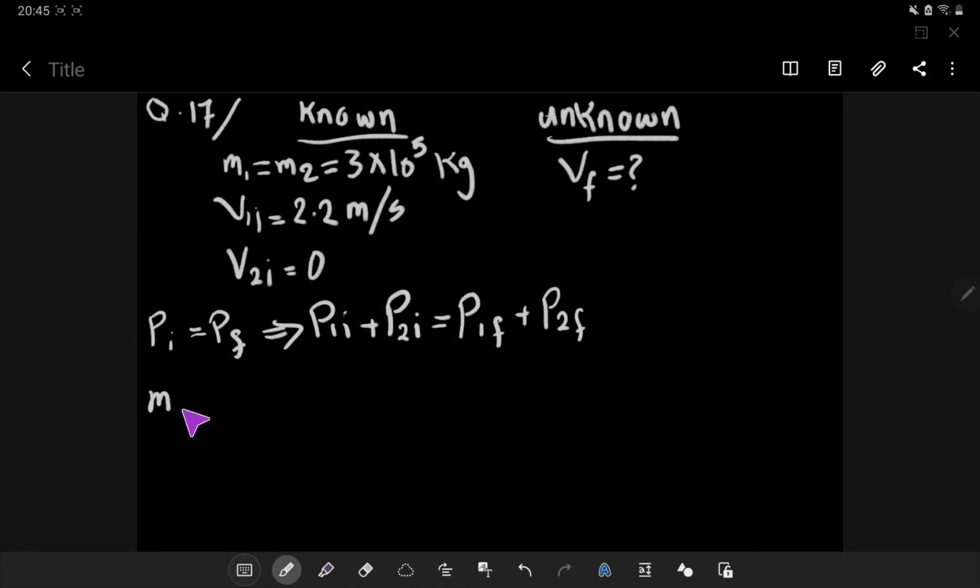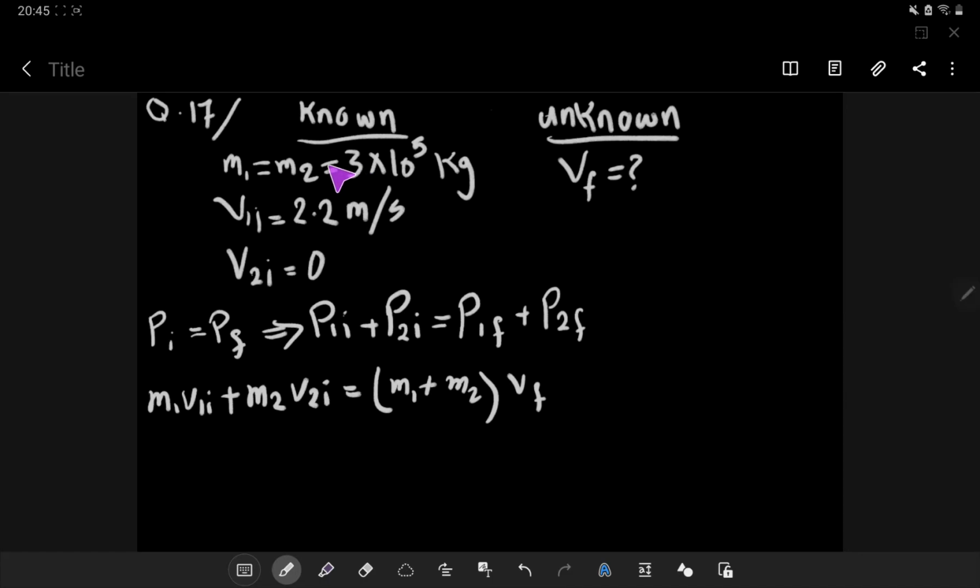Here m1 v1 initial plus m2 v2 initial, and that's equal to m1 plus m2 times v final. We wrote our equation like this because the two cars will move with the same velocity, so we write it like this.